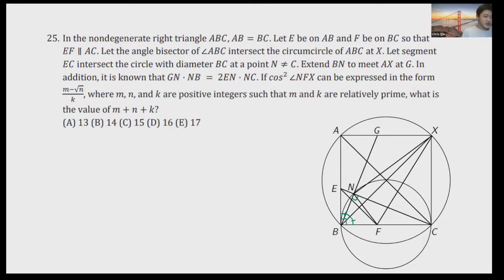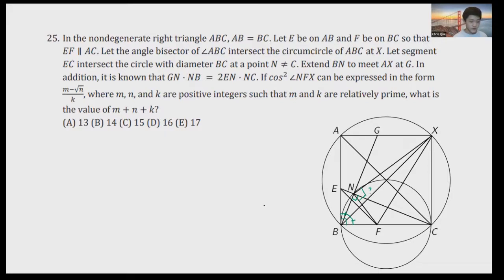All right, so first, how do we approach this? Well, the first thing we can do is notice that NFX looks like a right triangle. So let's see if we can try and prove that angle N in triangle XNF is actually a right angle. Because once we know that, we can find the cosine of NFX more easily. So, all right, the first thing we do is try to prove that this is also a right angle.